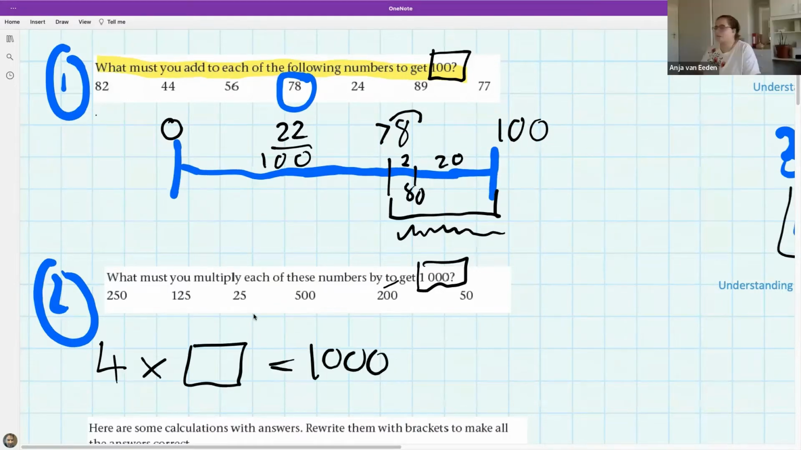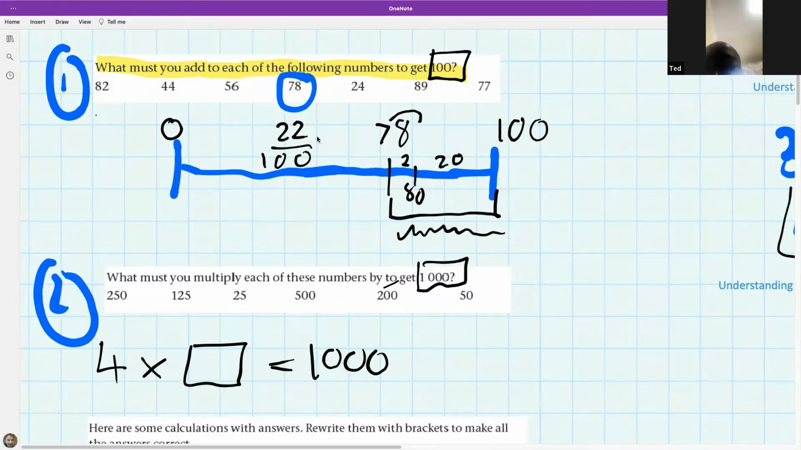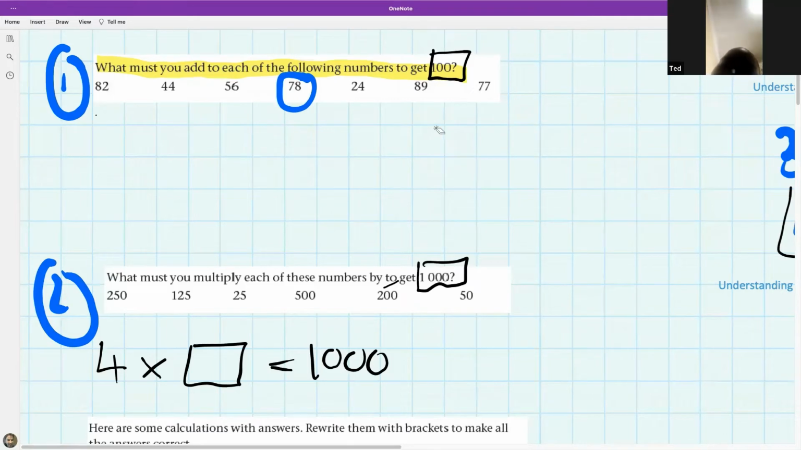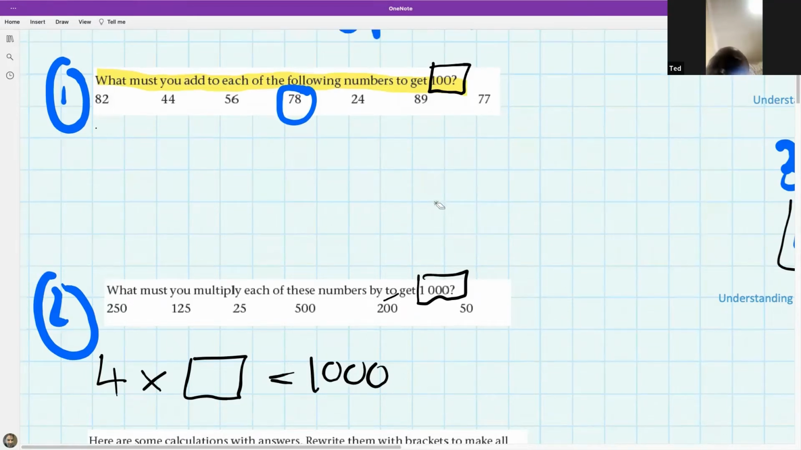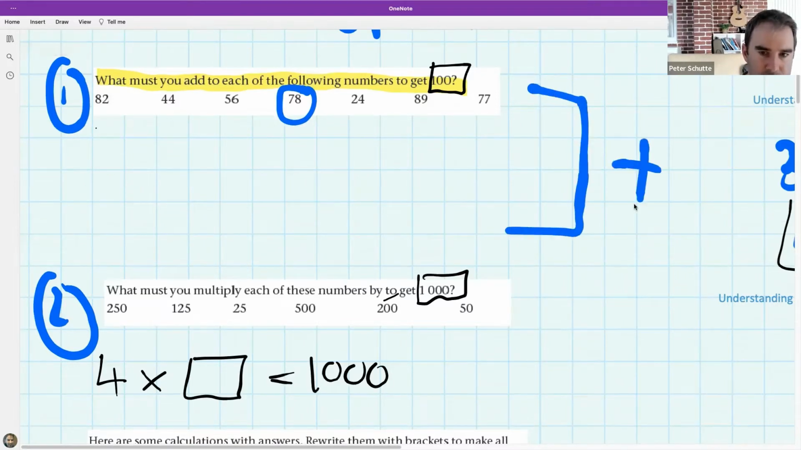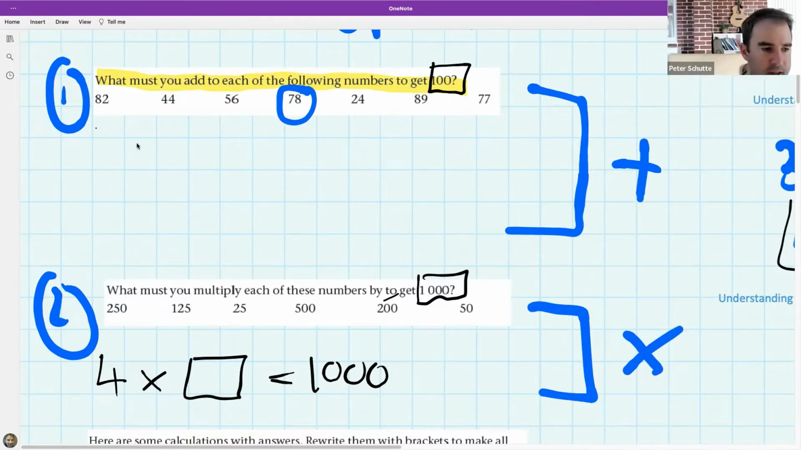Sorry, sir, just to pause you there. Ted has got a question. Ted, you can unmute your mic if you want to ask your question. Okay. So sir, we just need to find numbers that we can plus on the numbers that are here, then we can multiply them to get to 1,000. Yes. So the first one is the operation of plussing. The second one is the operation of multiplying.